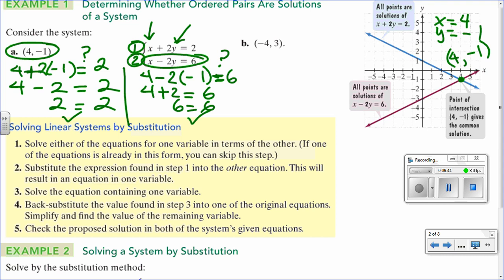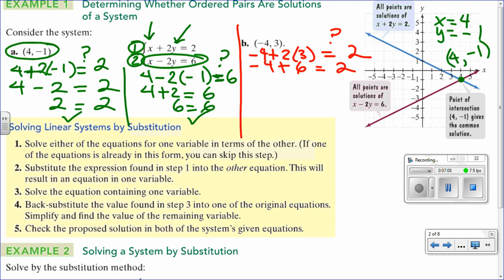Now let's see, if we still had to test this other point, we already know it's not going to work, because this one is only intersecting at one point, and one point only. But if we check the other one, let's see how it will look. So it will be negative 4 plus 2 times 3. Is that equal to 2? So negative 4 plus 6 is equal to 2. So that will be yes, right?